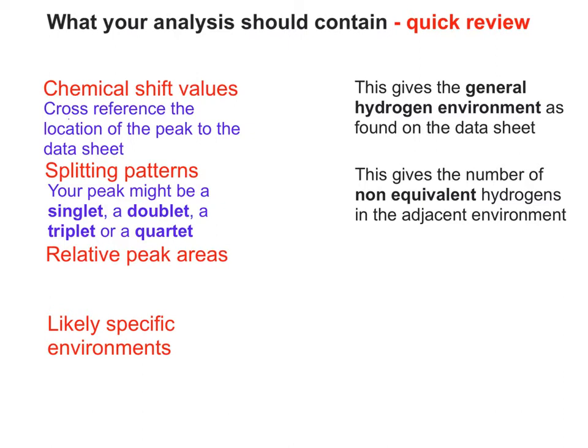This gives the number of non-equivalent hydrogens in the adjacent environment to the one that the peak comes from. And what you do is use the n+1 rule. So therefore a singlet means that there's no hydrogens in the adjacent environment because 0 plus 1 makes 1. A doublet means there's one hydrogen in the adjacent environment because 1 plus 1 makes 2. A triplet means that there are 2 hydrogens in the adjacent environment. 2 plus 1 makes 3. Quartet means that there are 3 hydrogens in the adjacent environment. 3 plus 1 makes 4.